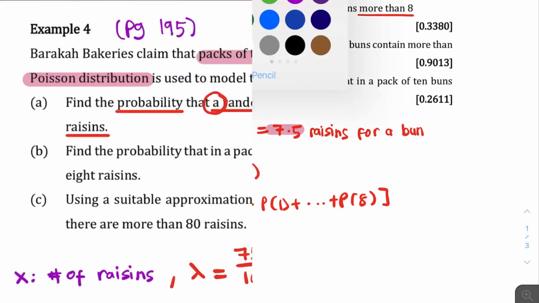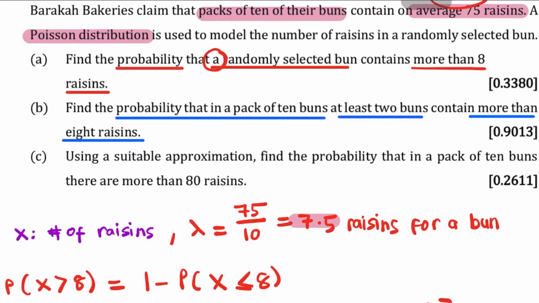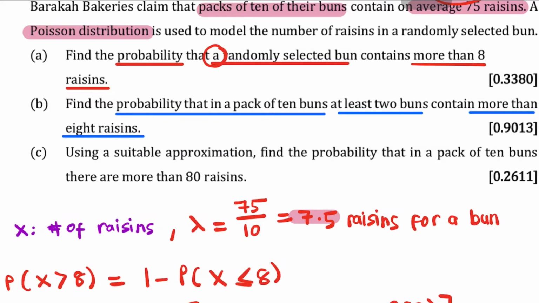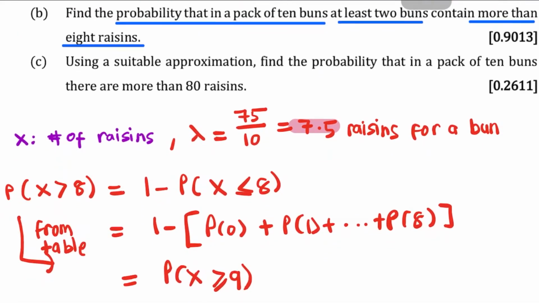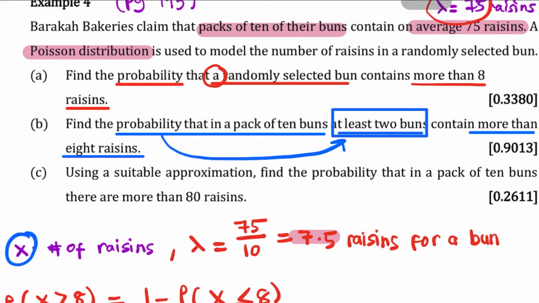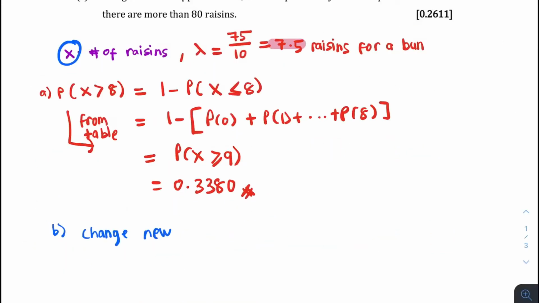Now let's look at part B. Part B, find the probability that in a pack of 10 buns, at least 2 buns contain more than 8 raisins. Now my question, is the question asking about raisins or about buns? If you look closely, for part B they are actually asking about the probability of at least 2 buns. So at least 2 buns means that you are talking about buns. So are you going to use the same distribution of X? No more. You are going to use a new distribution, where you have to change to a new distribution.